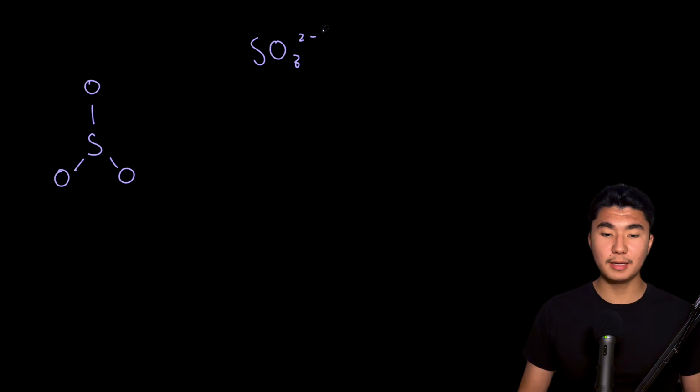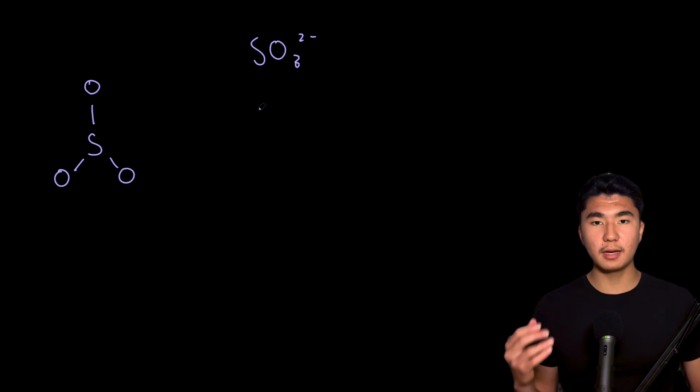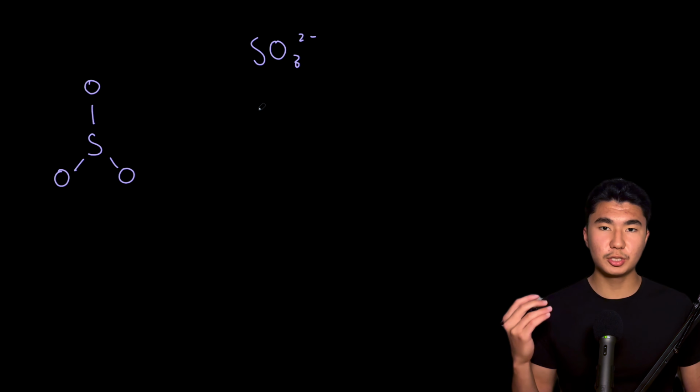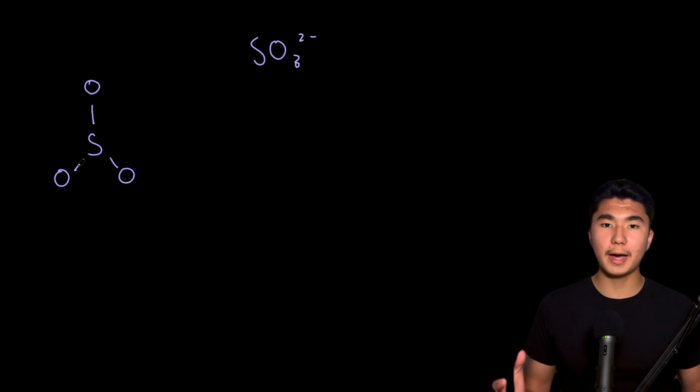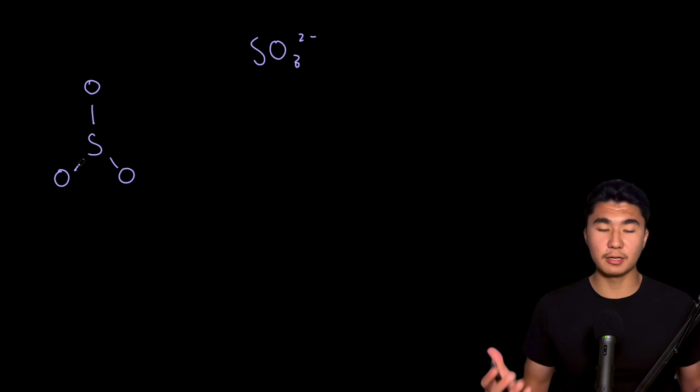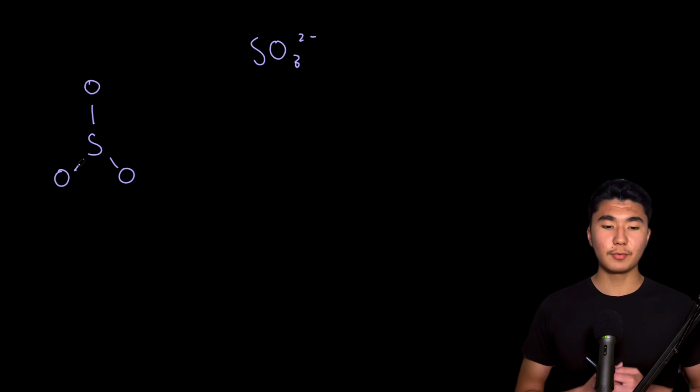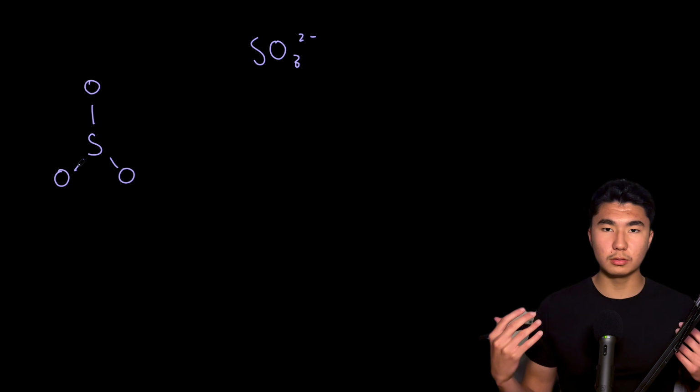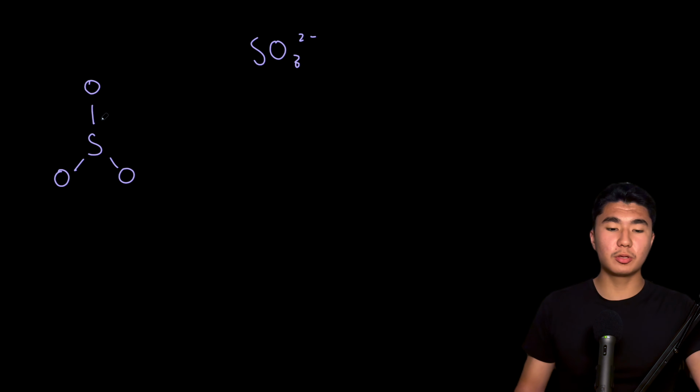And we really have to pay attention to this 2 minus over here. So that's indicating that we're going to have a negative charge. So the only way we're going to have a negative charge is if some of our atoms have a negative formal charge.